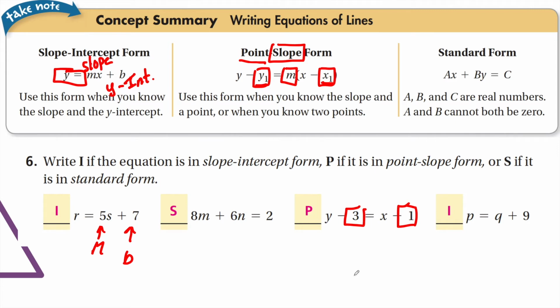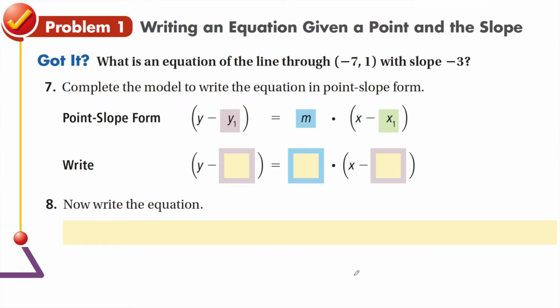Great work. Problem 1. Writing the equation given a point and the slope. What is the equation of the line through the point negative 7, 1 with the slope of negative 3? Well, if we are given a point and we are given the slope, we know that we must use the point-slope form. So let's figure it out.